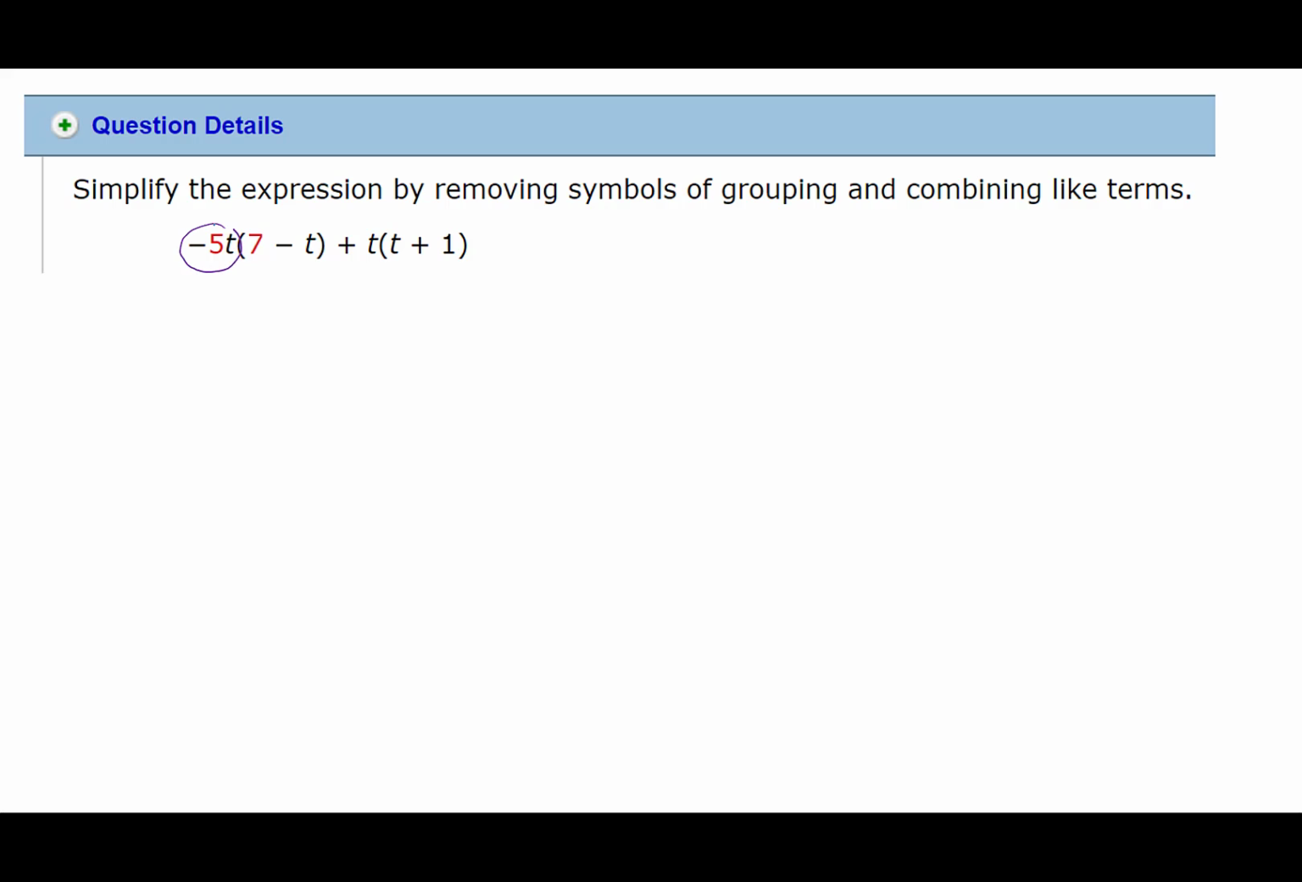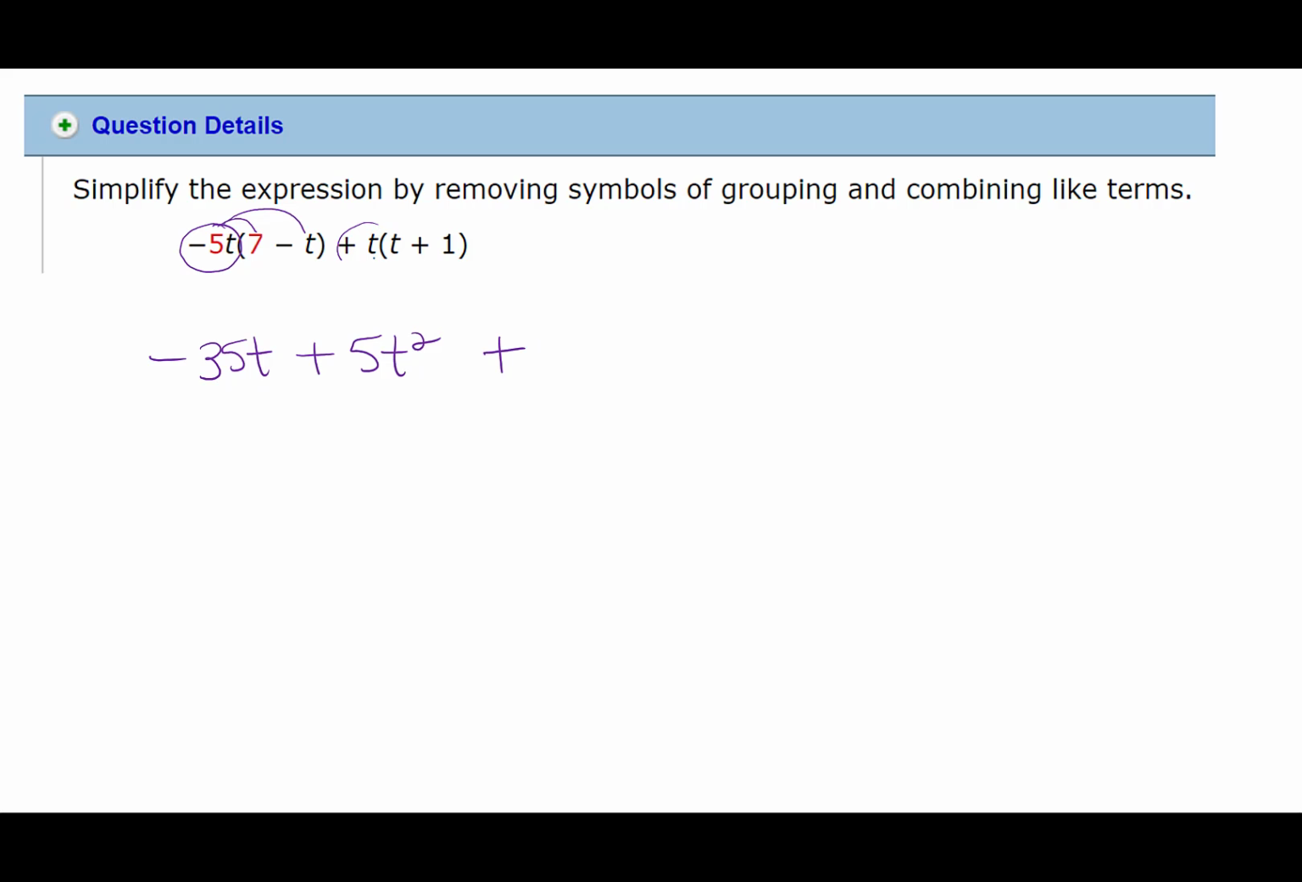First, we'll take this -5t and multiply it to this first parenthesis set. That will be -35t plus 5t squared, because -5t times -t is a positive 5t squared because there's two t's.